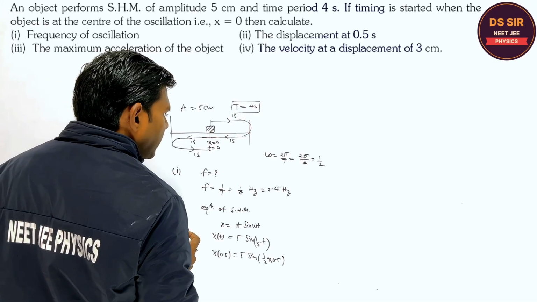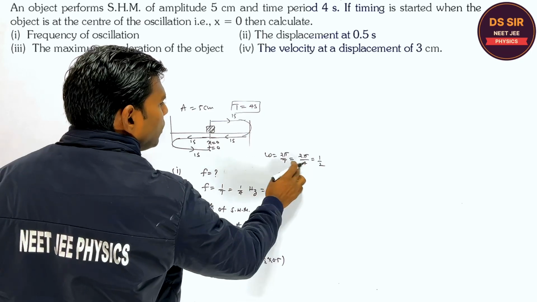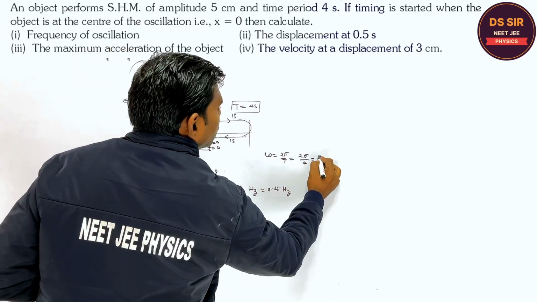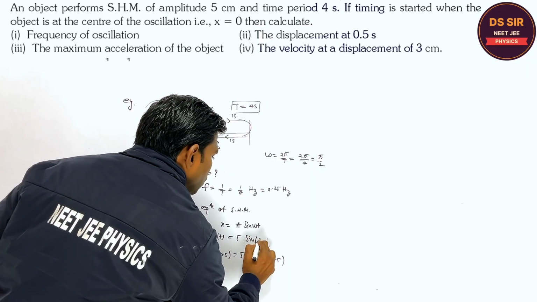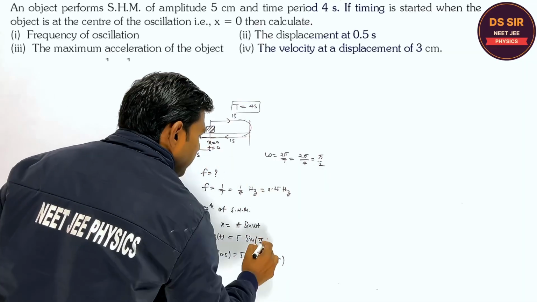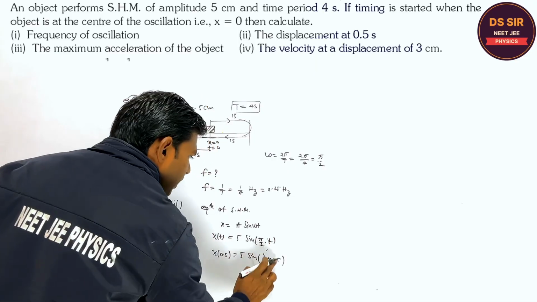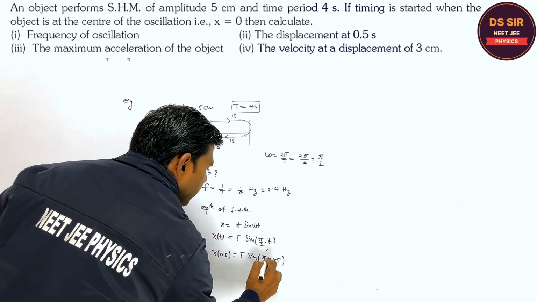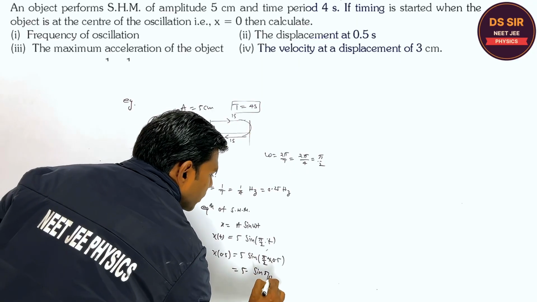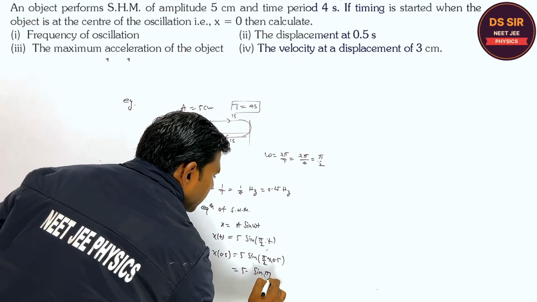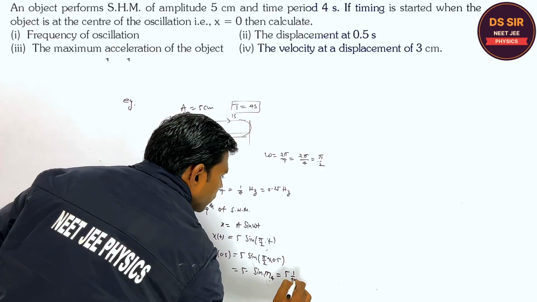Sine 2 pi by T is equal to 4. This is pi by 2, right? Omega is pi by 2 into t. The t value is 0.5. This is pi by 2, so it comes to be sine pi by 4. Are you getting or not? Sine pi by 4 value is 1 by root 2.